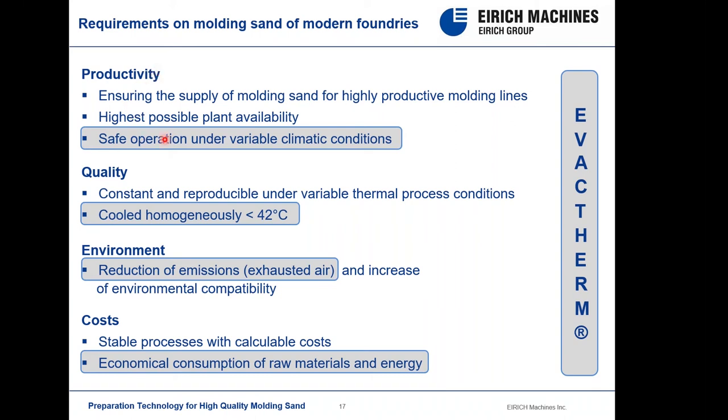One of them is the safe operation under variable climatic conditions. We have sand cooled homogeneously to 42 centigrade, which is around 113 Fahrenheit. We have a reduction of emission or exhaust air requirements in the new foundries. Also, an economical consumption of raw materials and energy. Once the raw materials are getting the same price around the world, we're demanded to be more efficient using those same raw materials and energy.